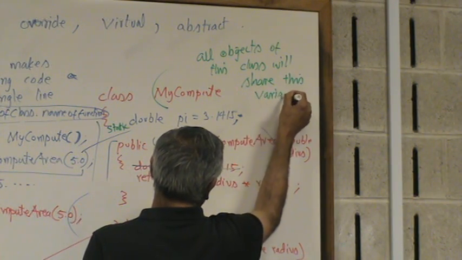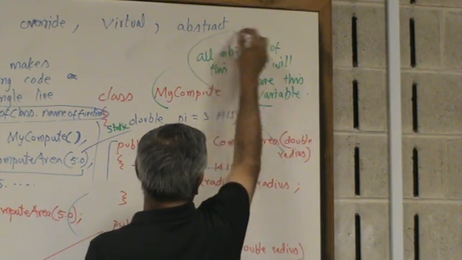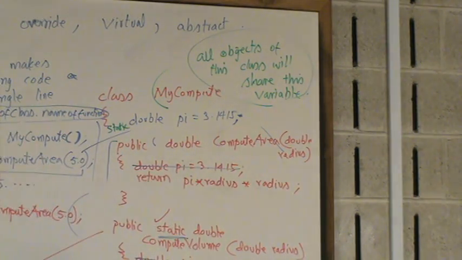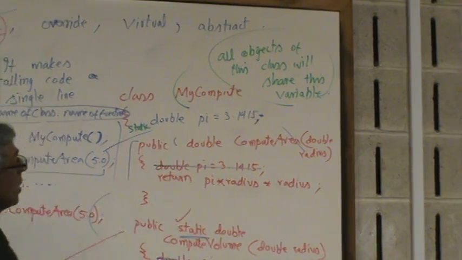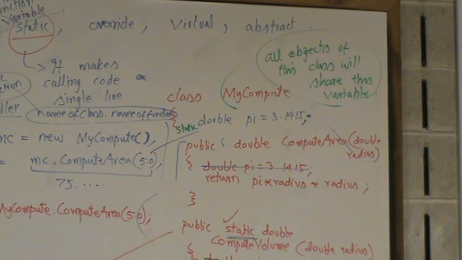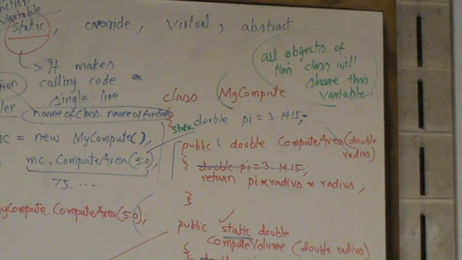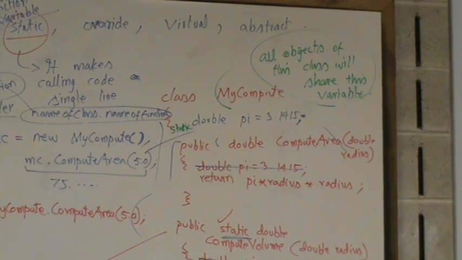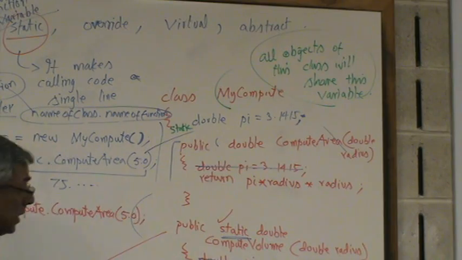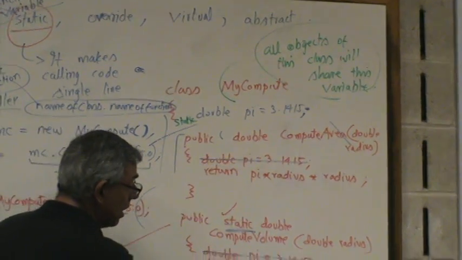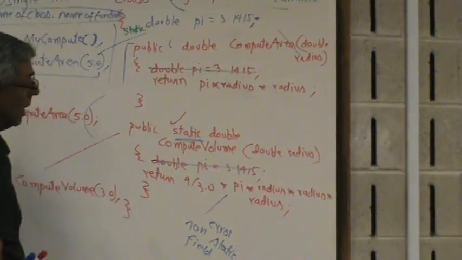Meaning there will be a single memory for this particular variable, no matter how many objects of MyCompute you create. So if you have 5 objects of it, all 5 of them will be pointing to the same memory for this variable pi because it's marked static. Okay? So now it is okay to use a static variable inside a static function.